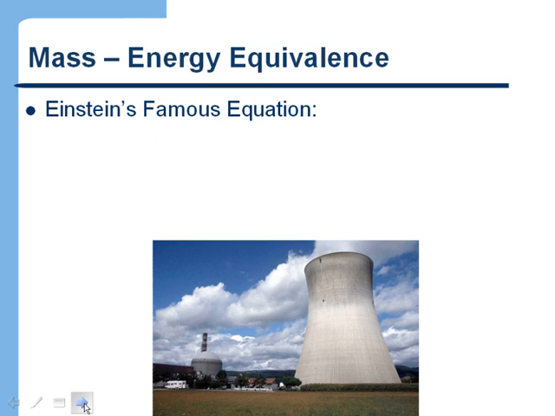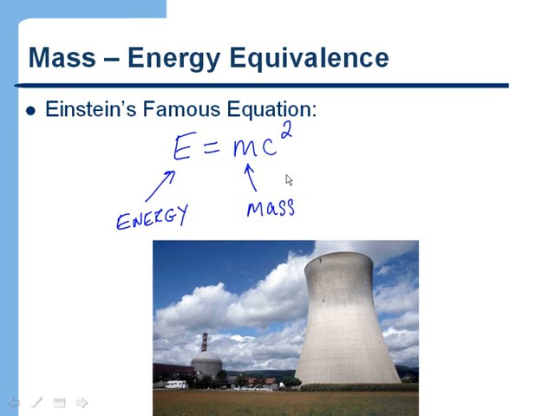The next thing that I want to talk about is what we refer to as the mass-energy equivalence. It turns out that mass and energy are really kind of just two different aspects of the same thing. They are linked together. And you've probably heard of Einstein's famous equation before, even if you haven't known what it means, and that is that E is equal to mc squared. So E here just stands for energy. M stands for mass, and C stands for the speed of light.